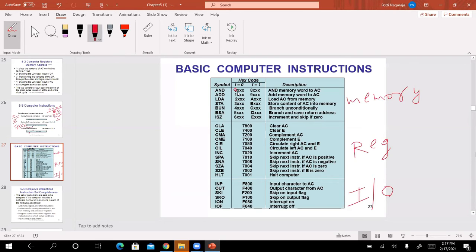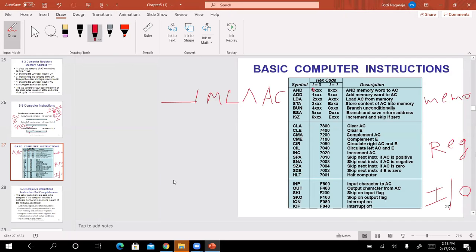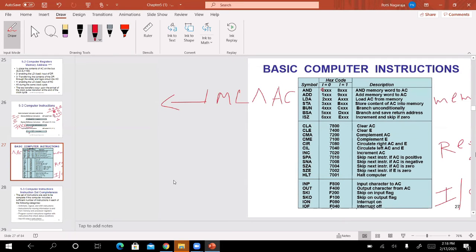Similarly, 0 triple X, what is the operation? AND operation. AND operation between what? AND memory word to AC. What does AND memory word to AC mean? The operand which is present in the memory location, you have to do AND operation with accumulator, and you have to store that result in accumulator. Okay.